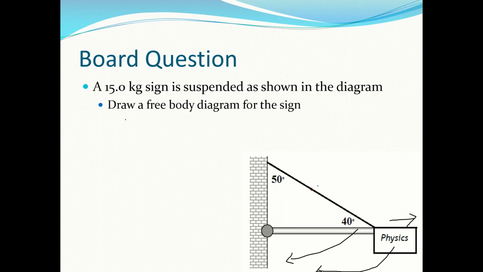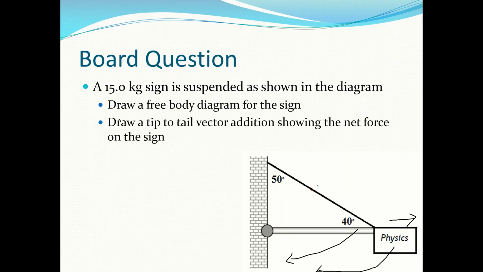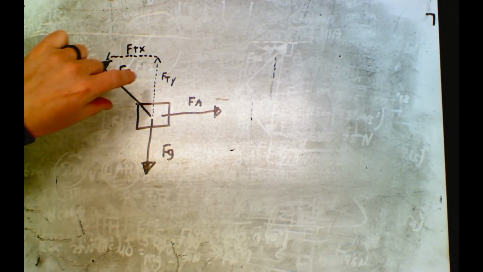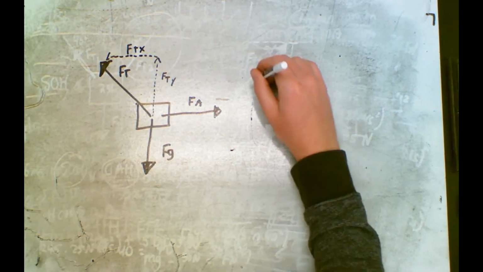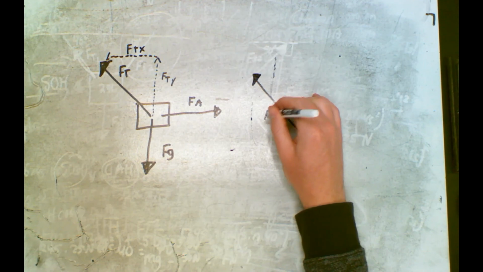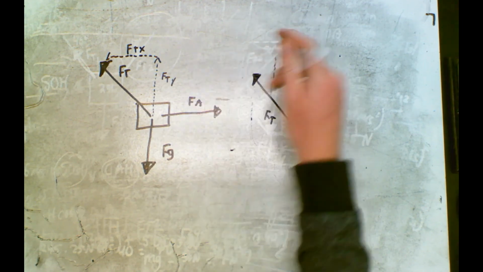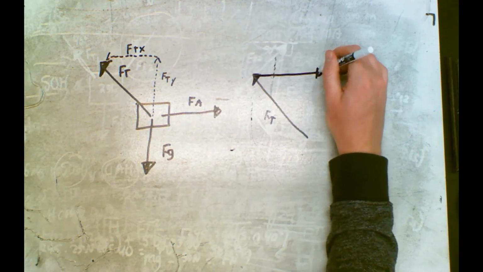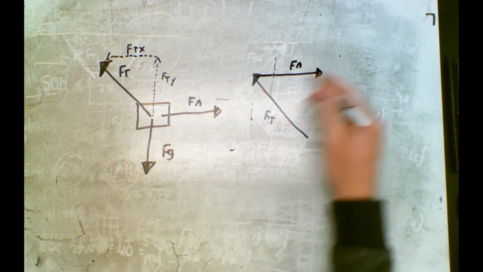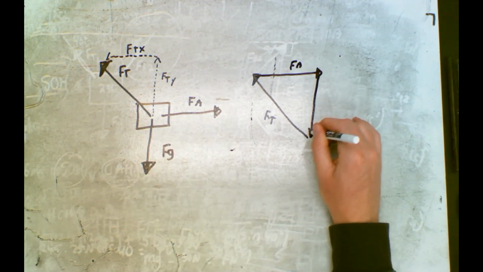So now that we've drawn the correct free body diagram, try doing a tip-to-tail vector addition showing the net force on the sign with the correct one. Okay, so pause the video here and I will do it. So we can't change the direction of it. So I'm going to start with this force of tension. And that's my force of tension. And then I'm going to do this force applied next. And then I'm going to do my force of gravity down like that.